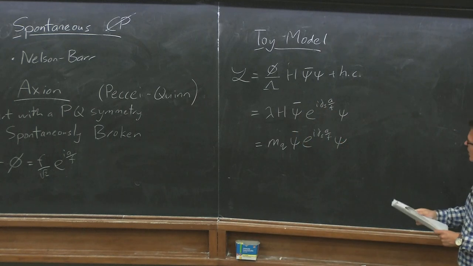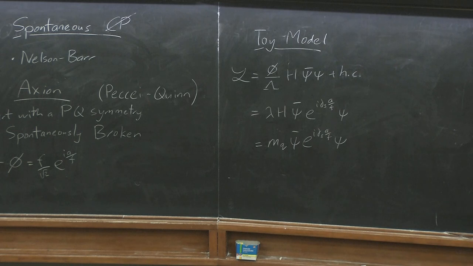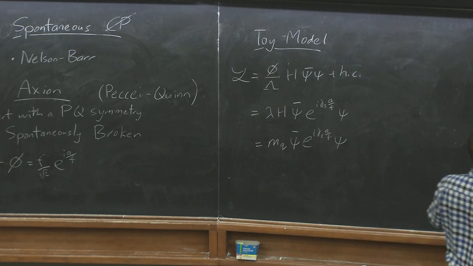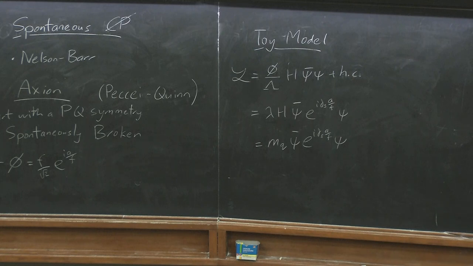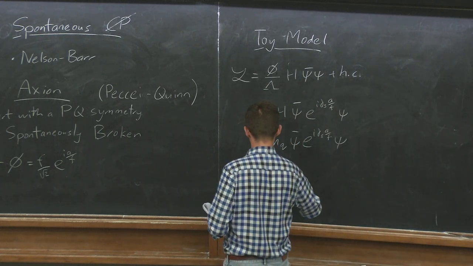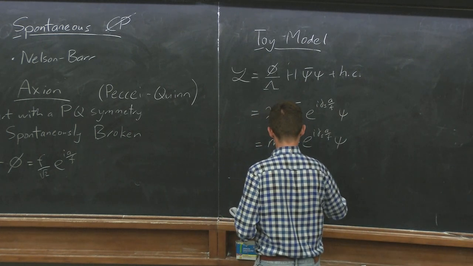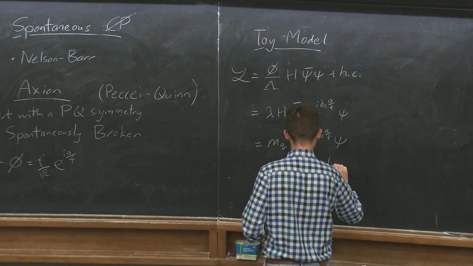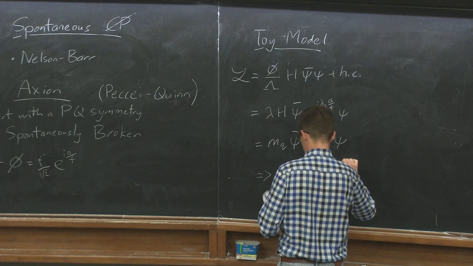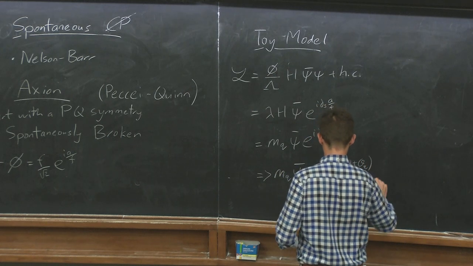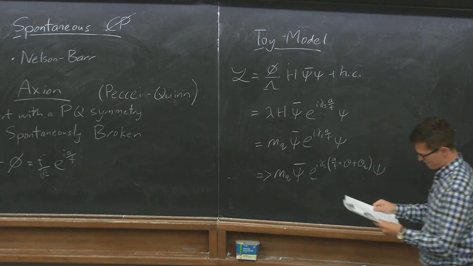Something like that. And if we wanted, we could do a further U1 rotation to pull theta Q plus theta that was living out here, back into the quark mass matrix. So then, after that transformation, this becomes m_q psi bar e^{i gamma_5 (a/f + theta_Q)} psi.